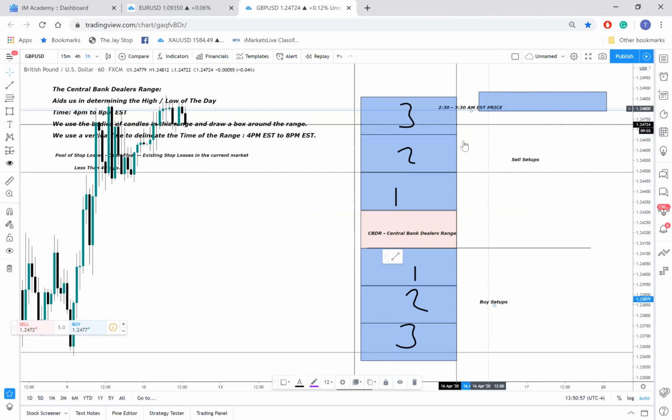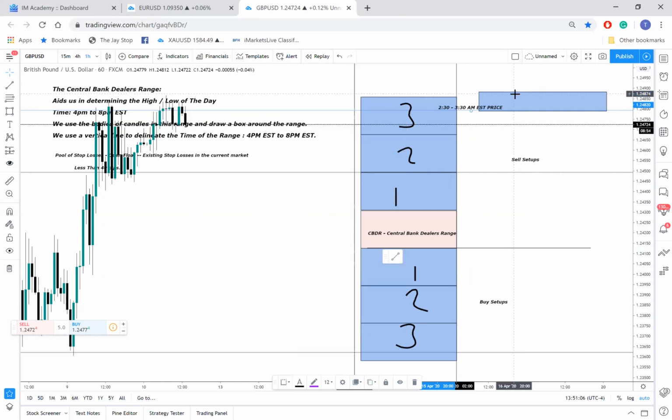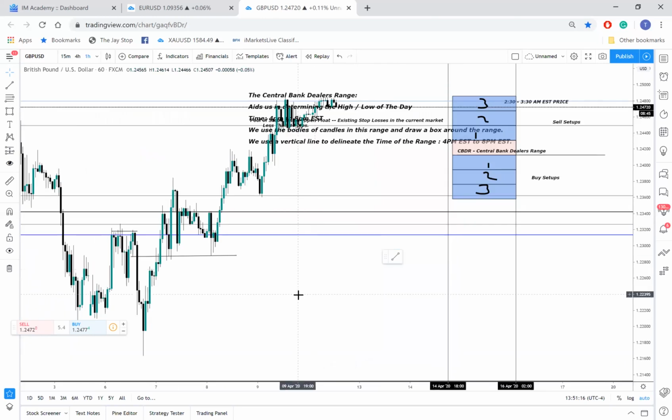Now also, this time here can be delayed by economic calendar events or just pure liquidity, right? So it's not always going to be exactly 3:30 a.m. Not always going to be 2:30. It could be 4 a.m. It could be 7 a.m., 6 a.m., right? But typically this is for a London setup.